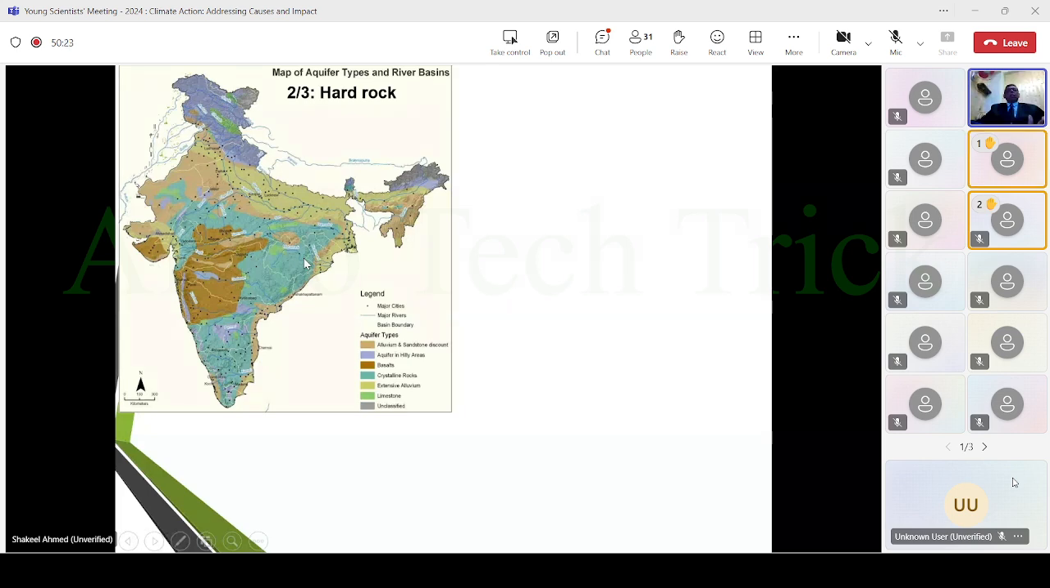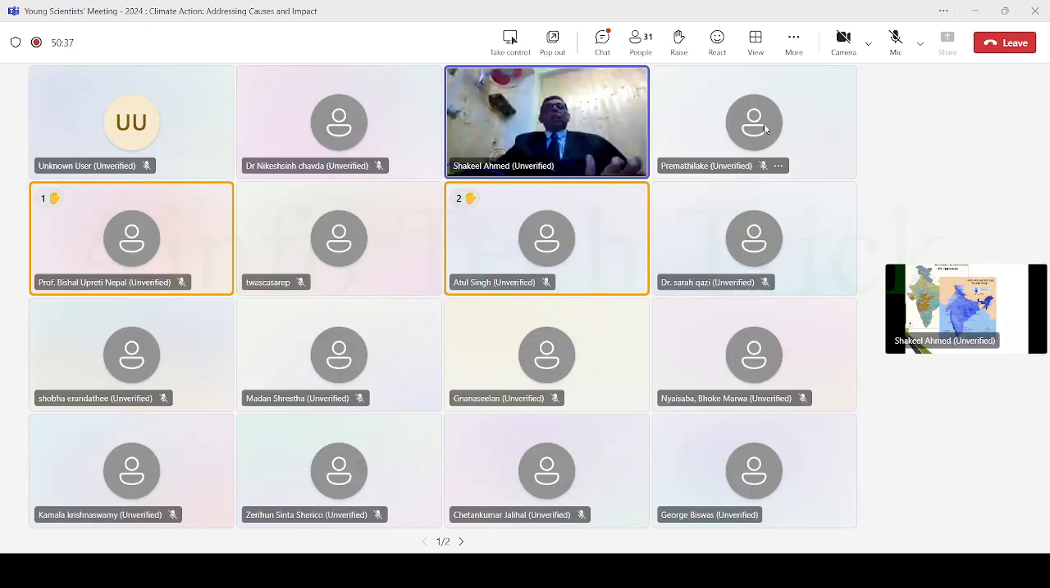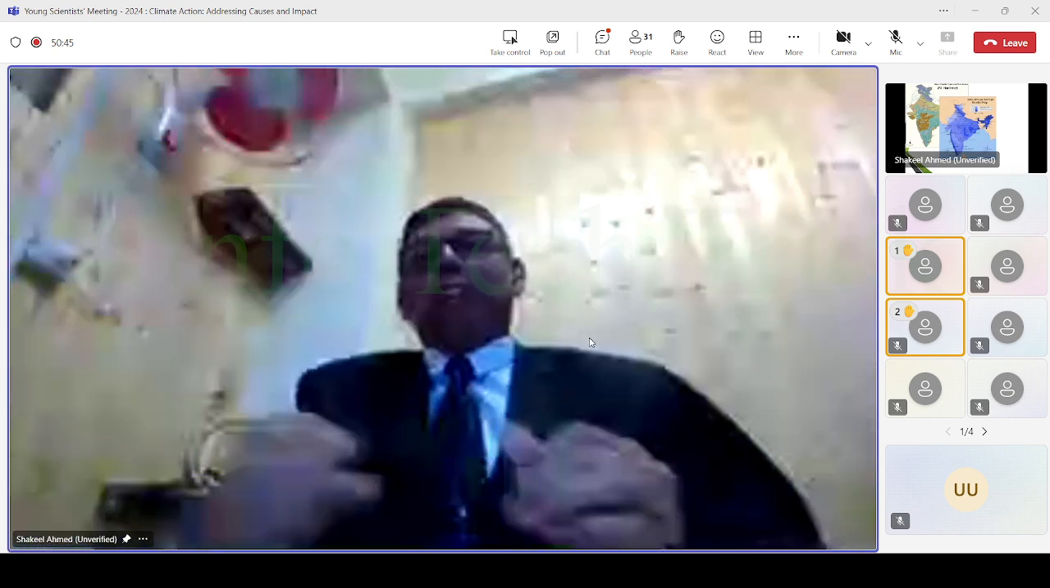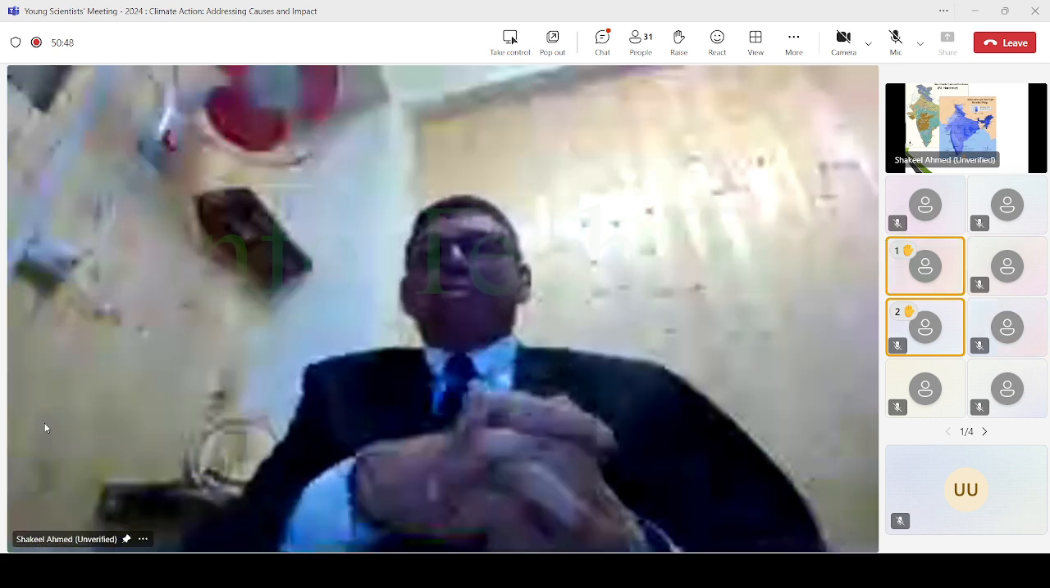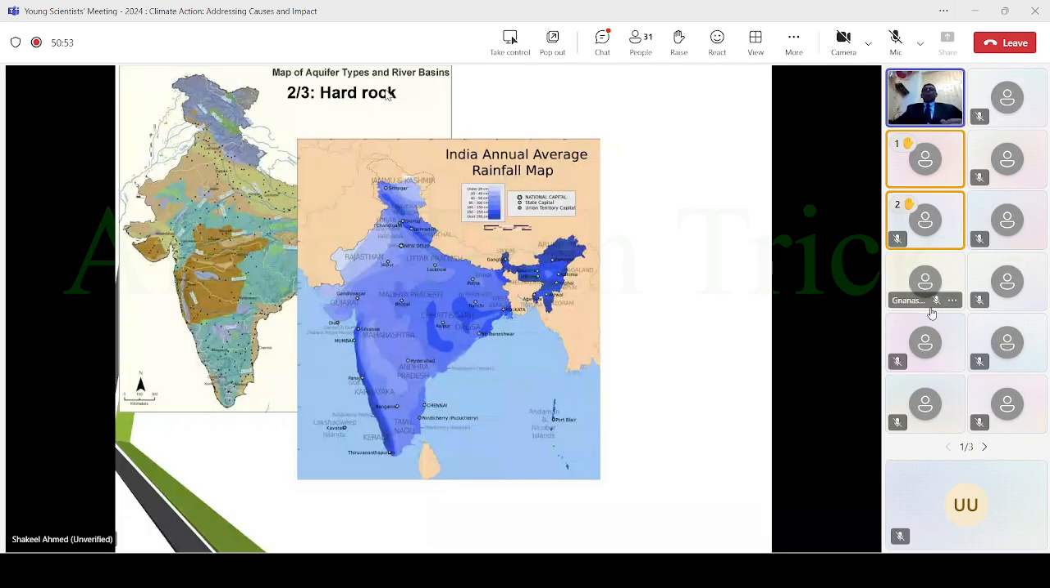Now, let me come to another map. This map is the annual average rainfall of the country. Here also you can see such a large variation, from 200 millimeter annual rainfall to more than 4,500 millimeter rainfall on this side as well as this side. Then we have another very specific constraint: the density of population in India. India has crossed China and has the highest population in the world, about 1.45 billion. So what I'm trying to say is that these are really the constraints in managing the impact or managing the water resources. Why?